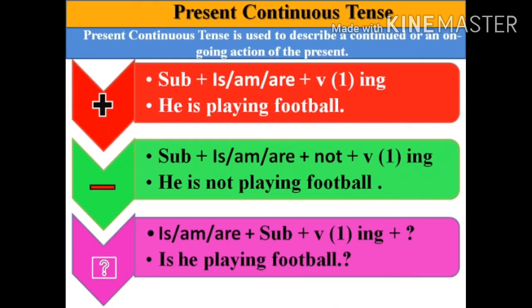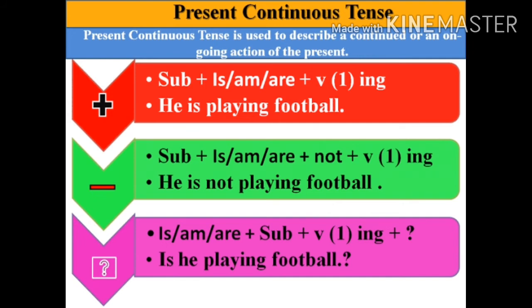Now look at the format of present continuous tense. Subject plus is, am, or are according to the subject, plus V1 plus ing. As it is given, he is playing football. For negative, subject plus is, am, or are according to the subject, again plus not, plus V1 plus ing. He is not playing football.